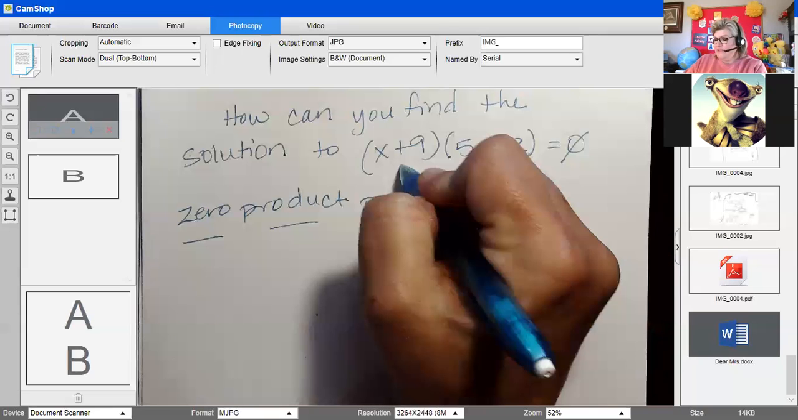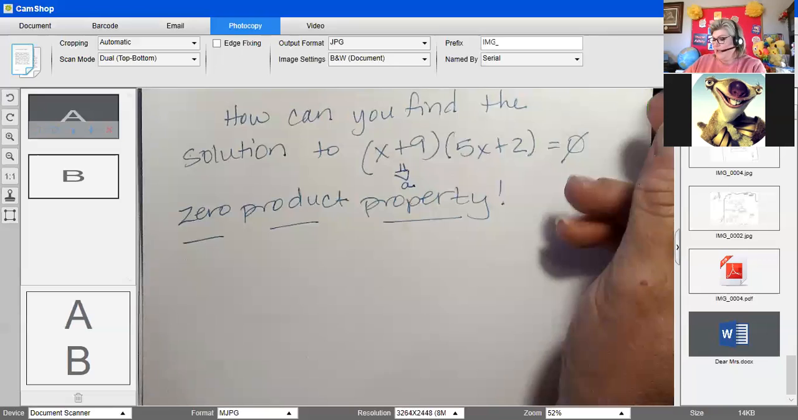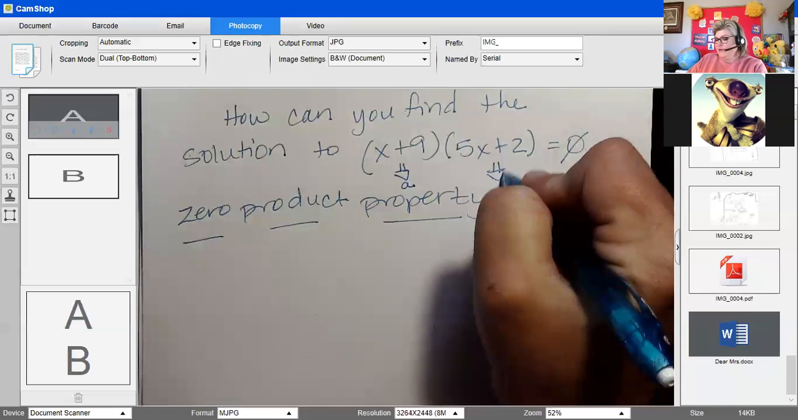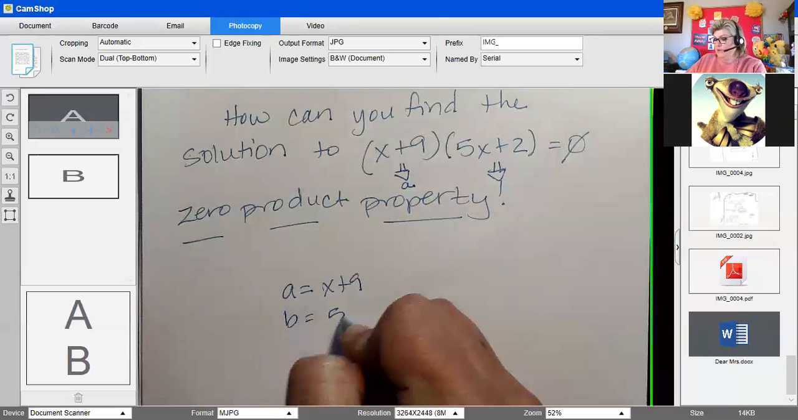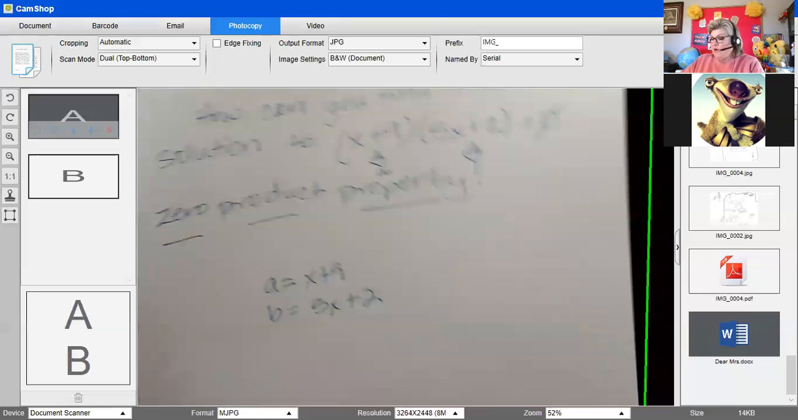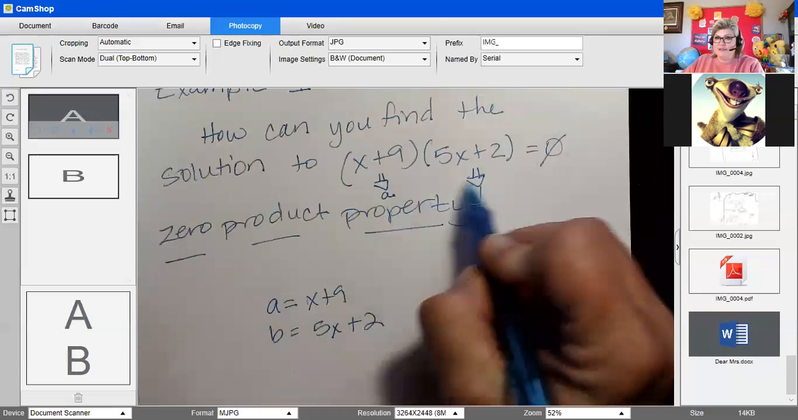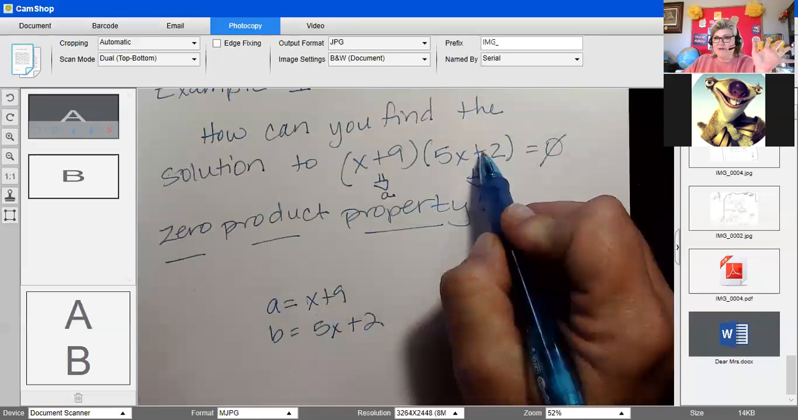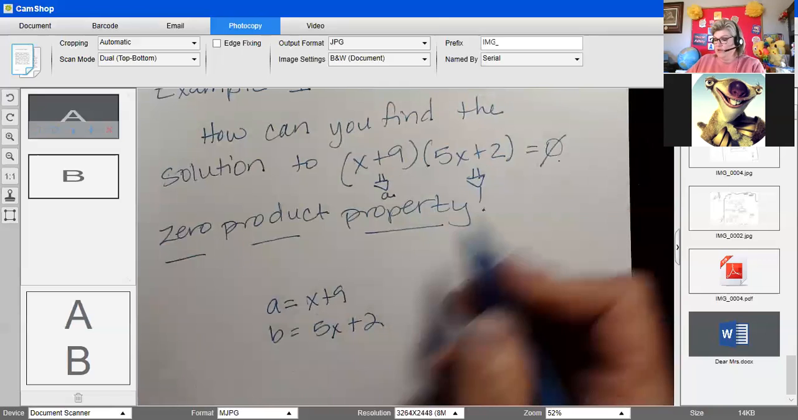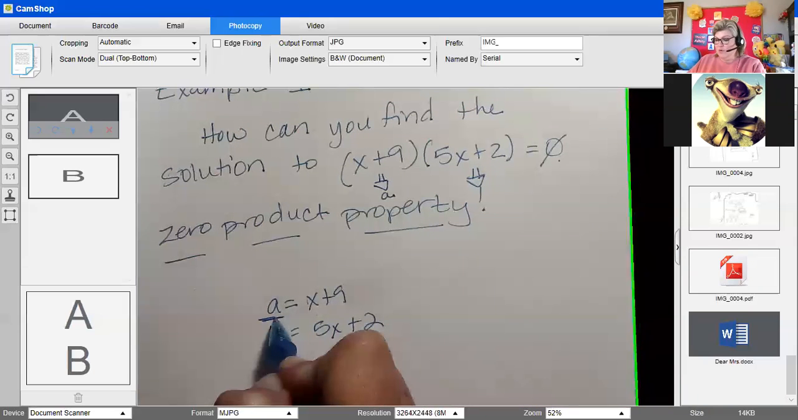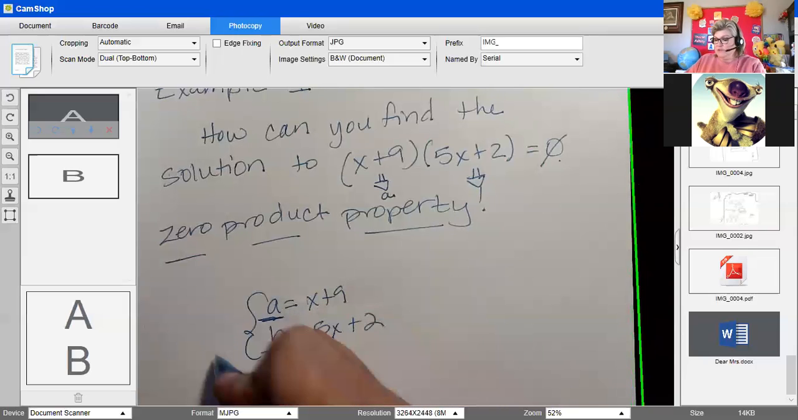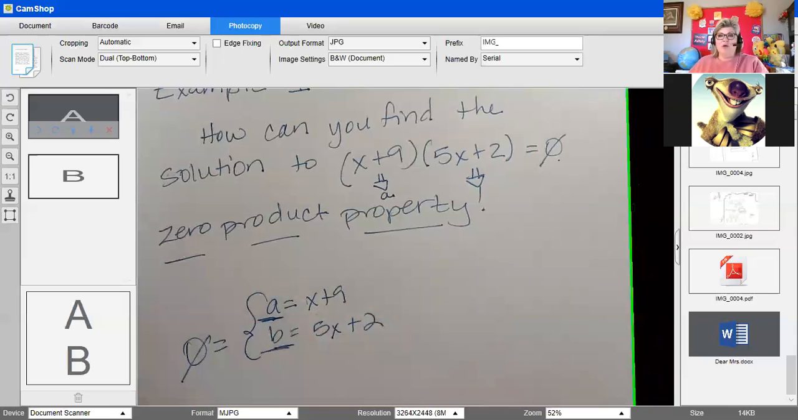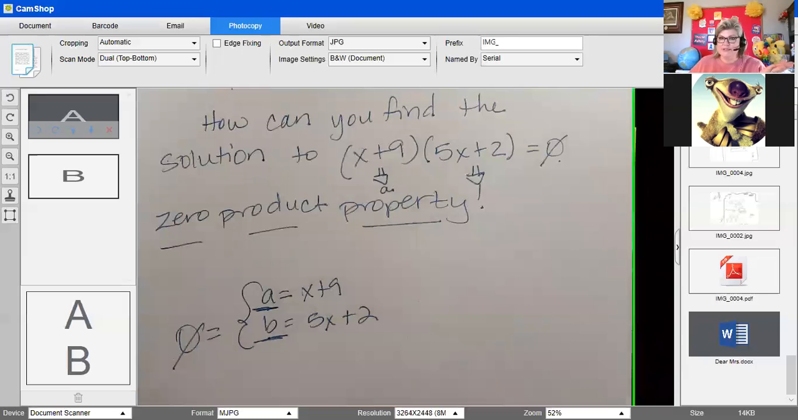let's let this equal A and this equal B. So A is going to be x plus 9 and B is 5x plus 2. For this left side of the equation to be equal to 0, then either A or B has to be equal to 0. The problem is we don't know which one it is. How do we know that it has to be equal to 0?